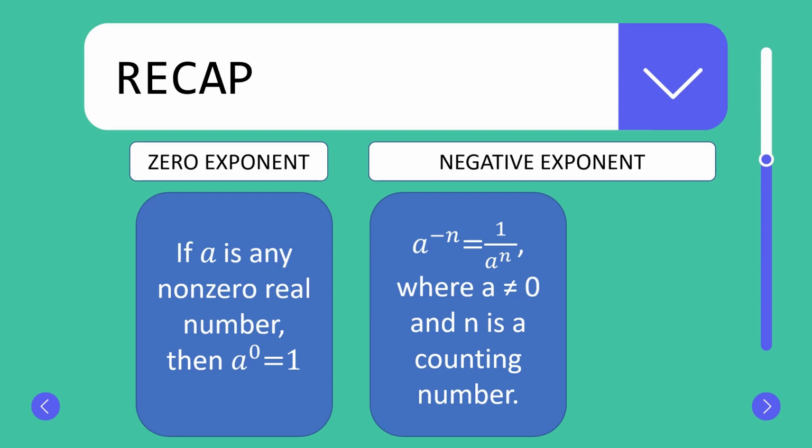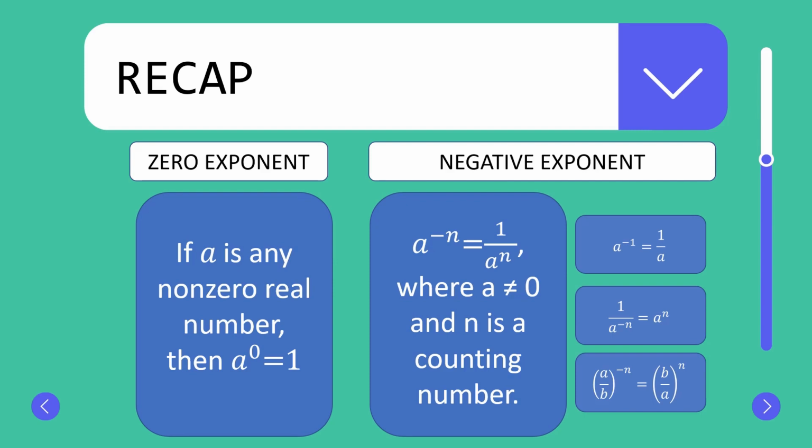And also we have to remember the three important rules for negative exponents. We have a raised to negative 1, which is equal to 1 over a. And next we have 1 over a raised to negative n will be a raised to n. And the third rule will be the quantity a over b raised to negative n will be equal to the quantity b over a raised to n.